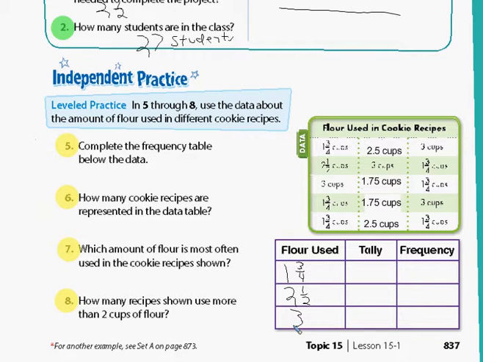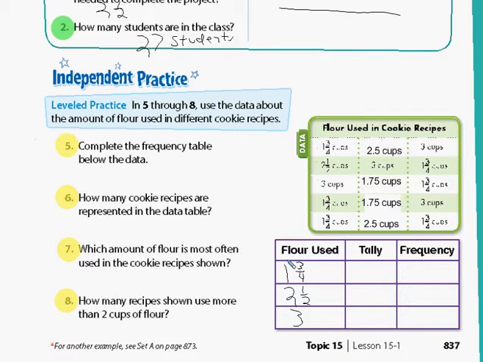So all you need to do now is go through and tell how many recipes took 1 3/4 cups, then how many recipes took 2 1/2 cups, and then how many recipes took 3 cups. You put the tally marks there, and then you write down the frequency. I'll go ahead and read the questions for you real quick. Question number 5, complete the frequency table below the data. So we're going to complete that right there.